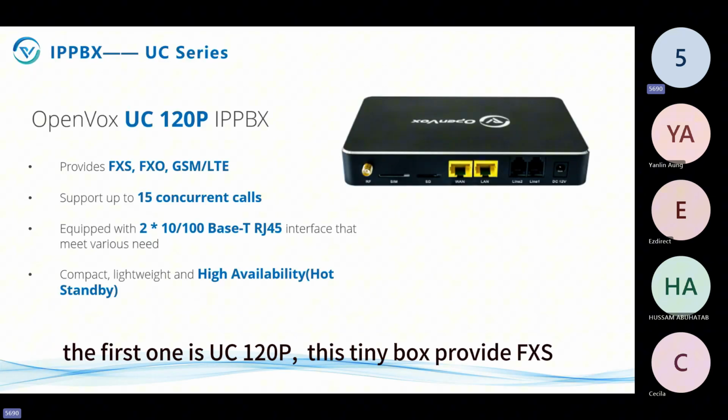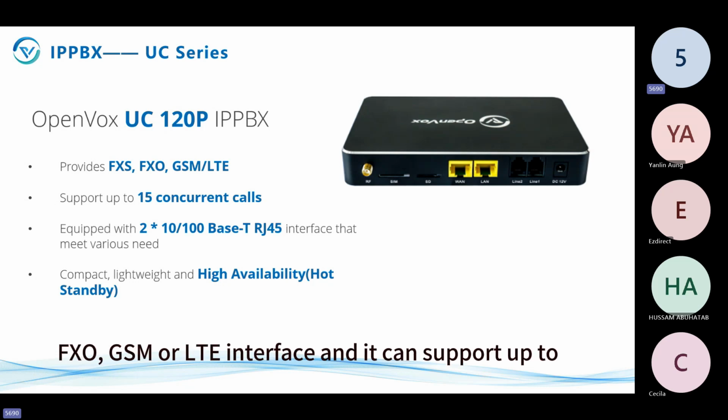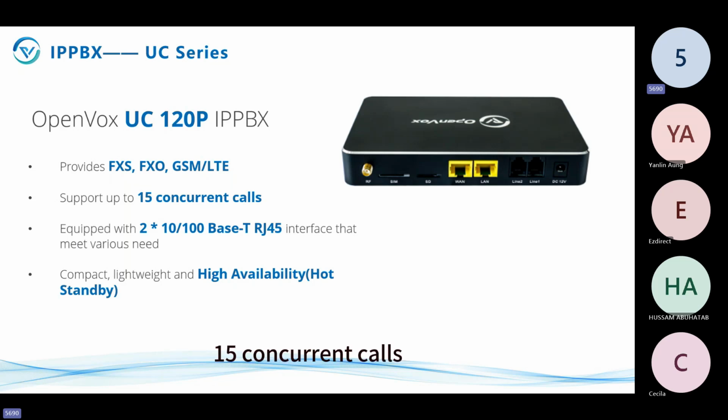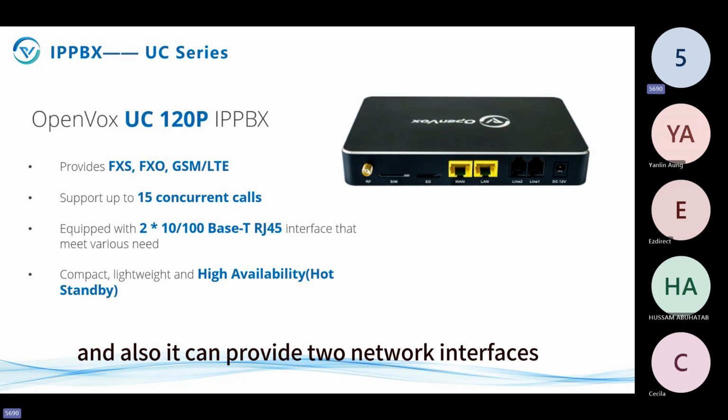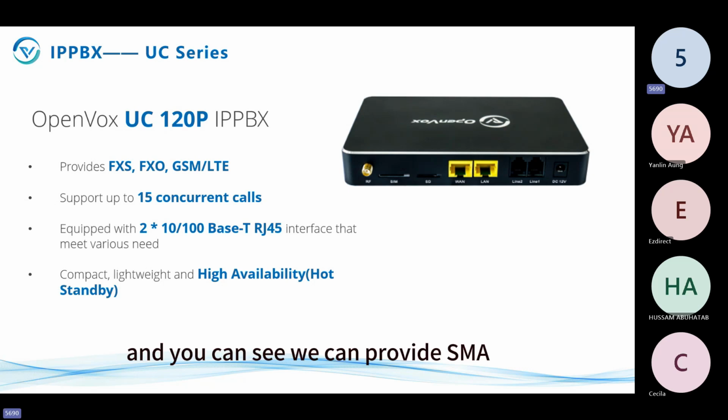The first one is UC120P. This tiny box provides FXS, FXO, GSM, or LTE interfaces, and it can support up to 15 concurrent calls. It can also provide two network interfaces. And you can see we provide the SMA antenna interface and an SD card for storage.